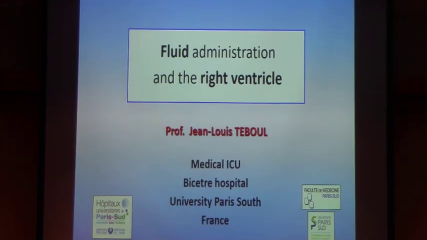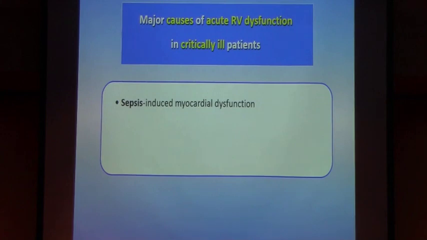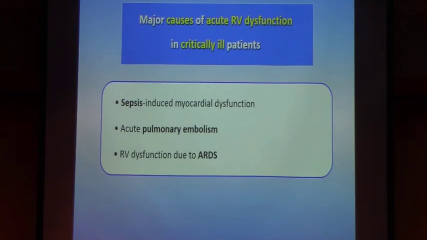So now I will speak about fluid administration and the right ventricle. Just to say first that there are major causes of acute right ventricular dysfunction in critical patients. First, sepsis-induced myocardial dysfunction, acute pulmonary embolism, RV dysfunction due to ARDS.